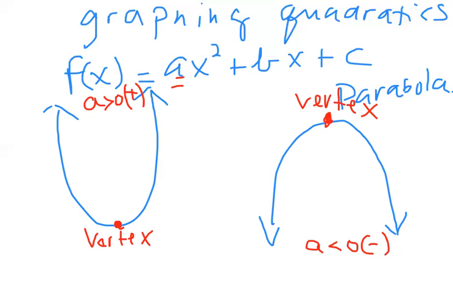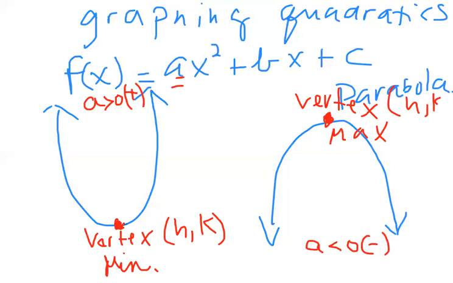So if the graph is opening up, the vertex would represent the lowest point on the graph, which we refer to as a minimum value. I like to abbreviate it with min value. Now, if the parabola is opening down, the vertex would represent the highest point on the graph of the parabola, which we refer to as the maximum value. By the way, guys, when we notate the vertex, we notate it as the coordinate point h comma k. There's a reason why we use h comma k, but for now, I'm not going to explain it to you. I'm just going to go ahead and use h comma k, and I'll explain it to you later on, okay?